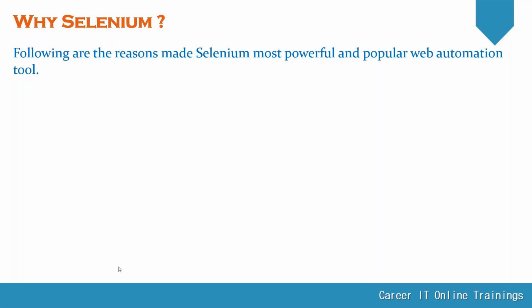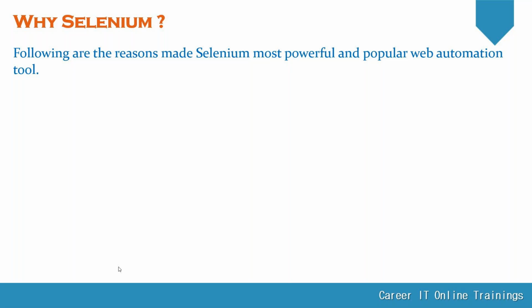Yes, a lot of software is there, right? Then a lot of automation tools are there, like Selenium, Protractor, QTP, Cypress, Nightwatch. There are multiple tools. Then why do we need Selenium only? That's the question here.